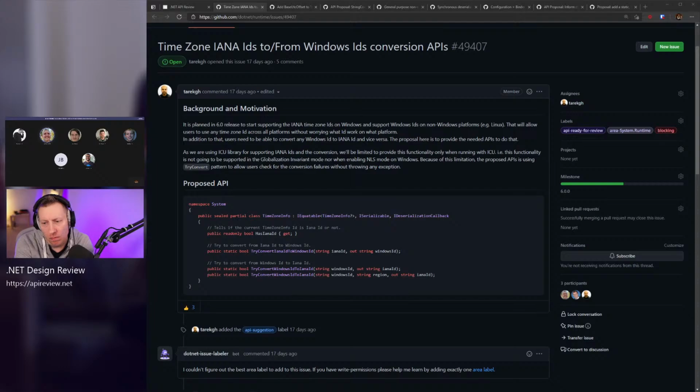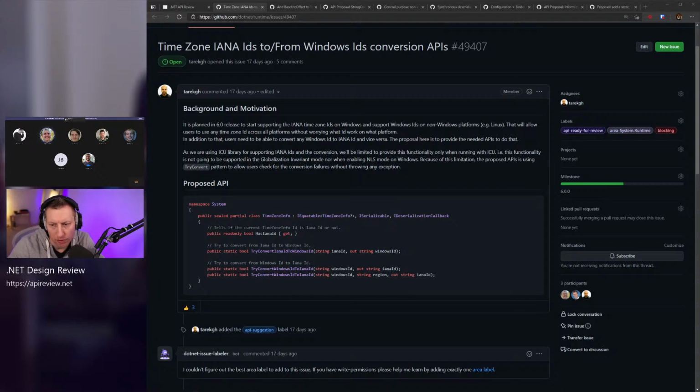In which case, if I need the Windows ID, I'm going to have to ask: does it have the IANA ID? No, it doesn't. So I need to try ConvertIanaIdToWindowsId. Directly to answer your question, it would be false either if the ID is a Windows ID or if you did something like CreateCustomTimeZone, and so the ID is neither.